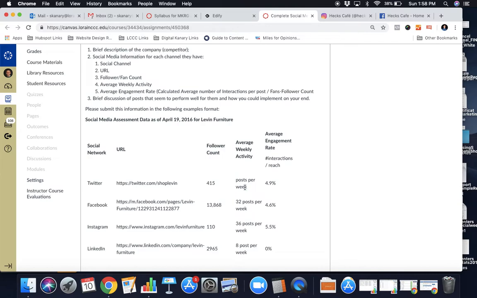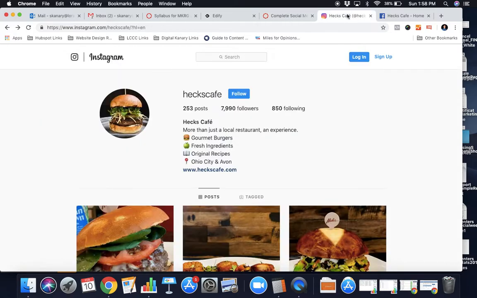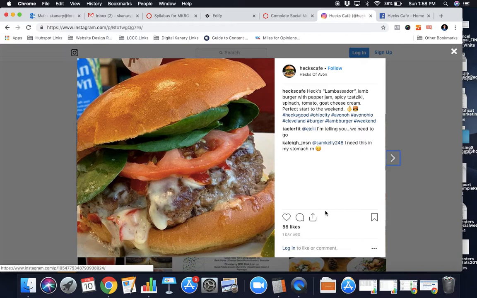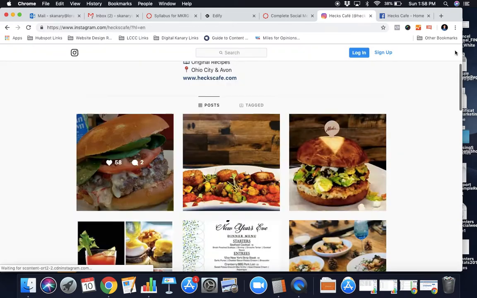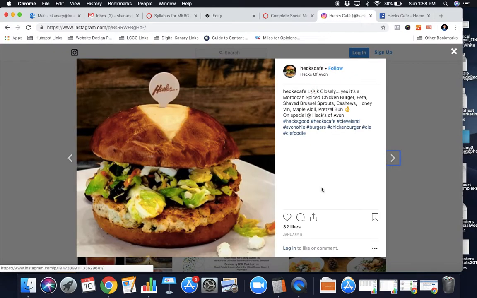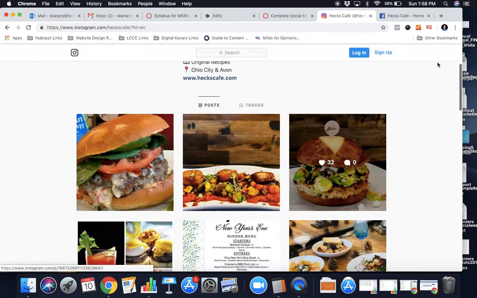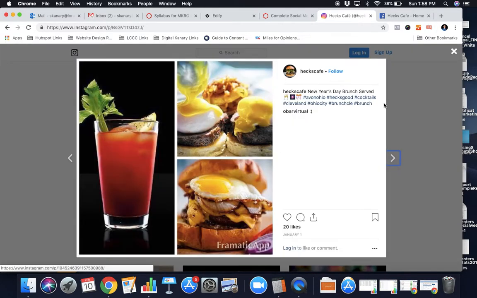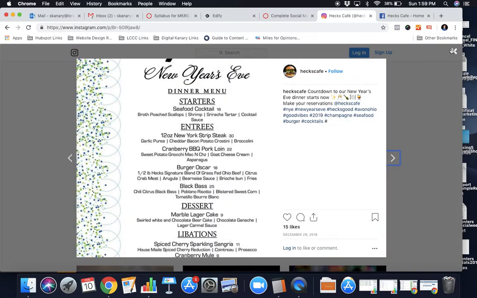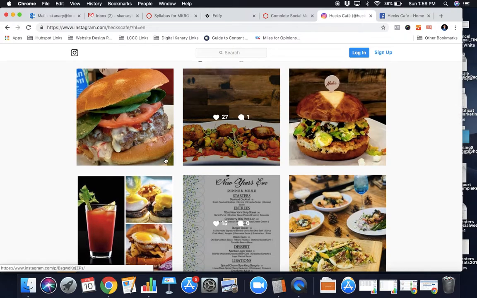Now I have to look at how many average weekly posts do they push. Well, if I go into each individual post, I'm just going to take a look at average weekly post. Looks like they posted one yesterday, one January 11th, one January 5th, one January 1st, one December 29th. So it looks like on average they post maybe one time a week on Instagram.